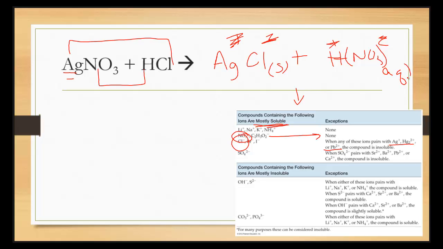The last step is to make sure that it's balanced. 1 silver, 1 silver, 1 nitrate, 1 nitrate, 1 hydrogen, 1 hydrogen, 1 chlorine, 1 chlorine. It's balanced, and that is your reaction.